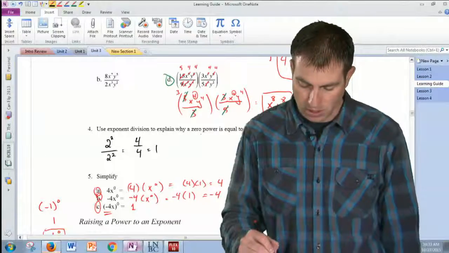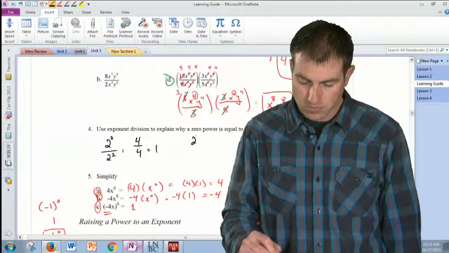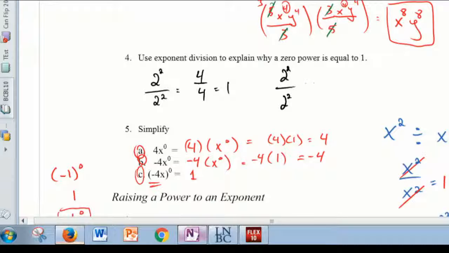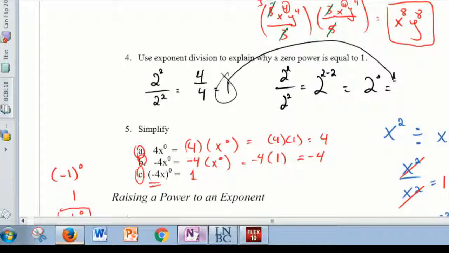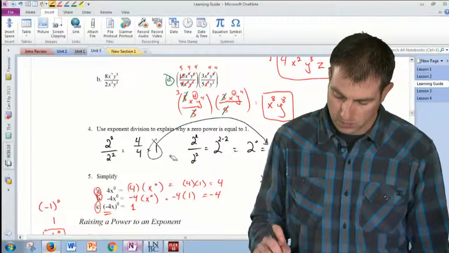So I could do the same thing and think of it this way: 2 to the power of 2 over 2 to the power of 2. I have the same base, so I can subtract my exponents. So 2 minus 2 is 2 to the power of 0. And we know from what we just did, 2 to the power of 0 is going to give us 1. So that was number 4. Hopefully that makes sense. I've done that type of question a few times.